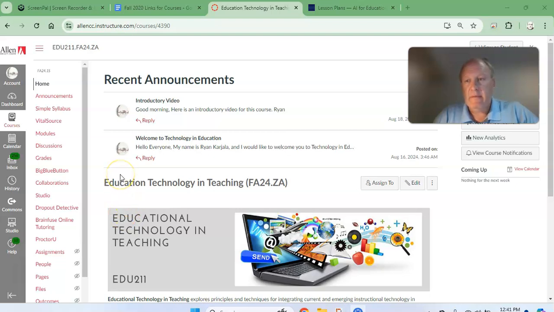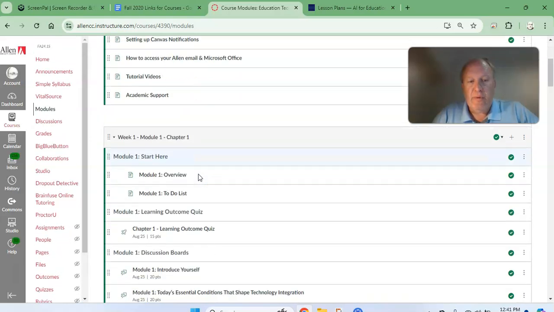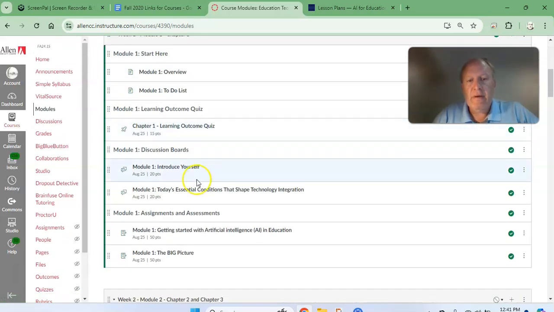This time I want to talk a little bit about module number 2. So as you can see, I'm in our course Canvas shell. I'm going to go to modules and we're going to go down and talk about module 2 a little bit. So module 1, you learned a lot about AI and some introductions to lesson plans and things like that. Did a couple discussions.